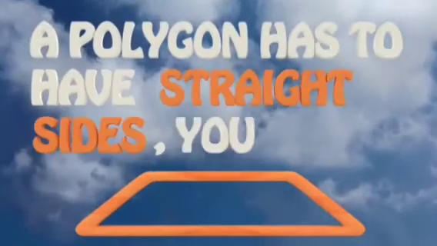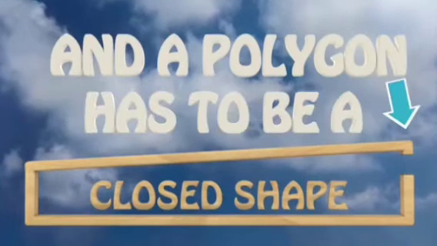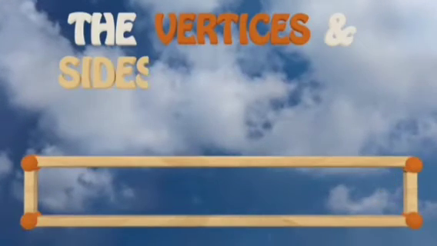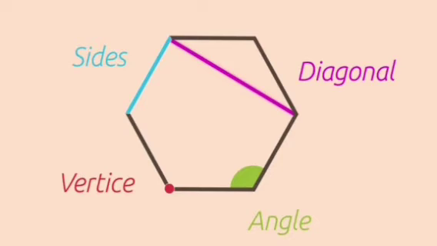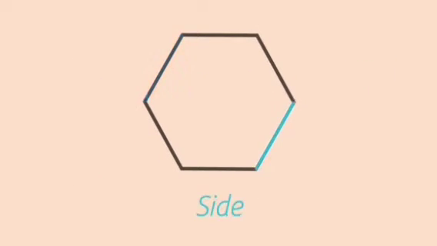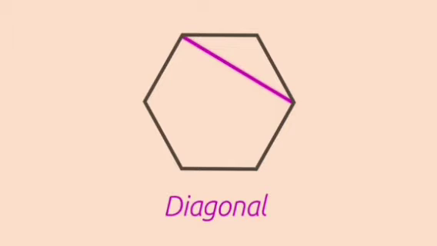A polygon has to have straight sides and has to be a closed shape. The vertices and the sides can't have a break. A polygon has several parts: the sides are the lines or segments that form the polygon. The vertices are the points where the sides meet. The angles are the space formed by 2 adjacent sides. The diagonals are the lines drawn from one vertex to another.